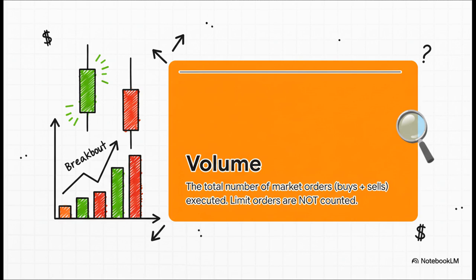And that brings us to the real definition of volume. The volume indicator only counts the aggressive people, the market orders, the takers. It's the total sum of all market buys plus all market sells within that candle. Those patient limit orders waiting on the books, they don't get counted at all. So what is volume? Volume is a measure of pure raw aggression.